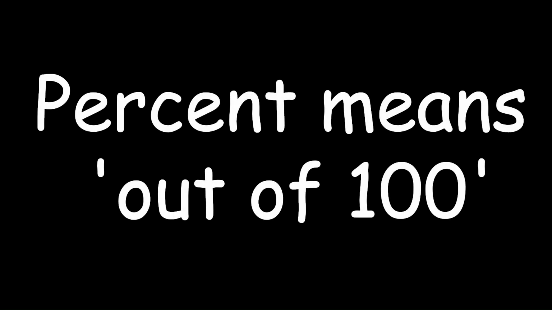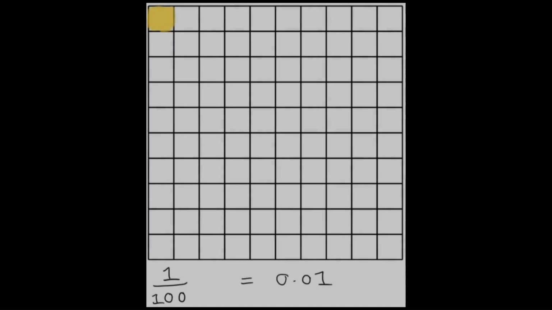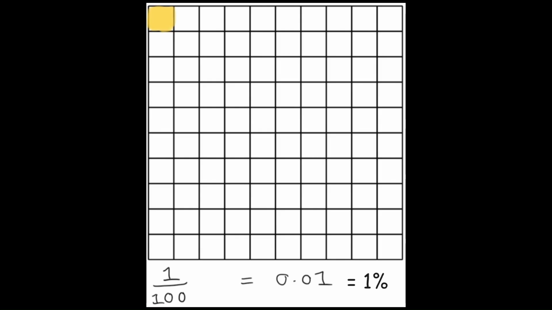Percent means out of 100. So we saw in the equivalent fractions and decimals video that when you have 1/100th, this is the same as 1 divided by 100, which is equal to 0.01. Percent means out of 100. This is 1 out of 100, and therefore this is worth 1%.